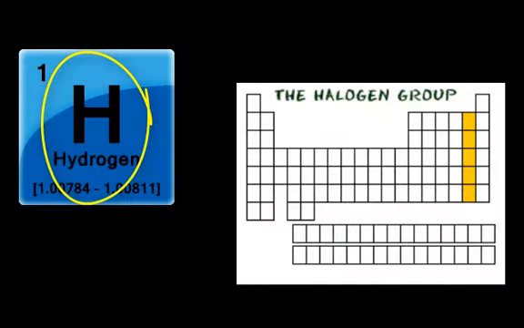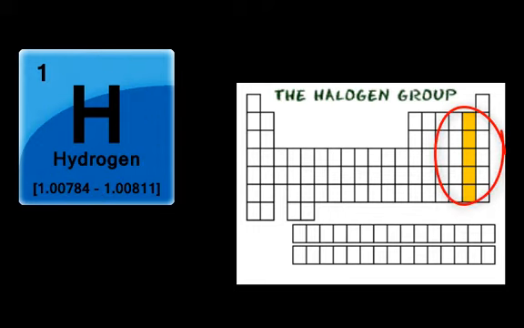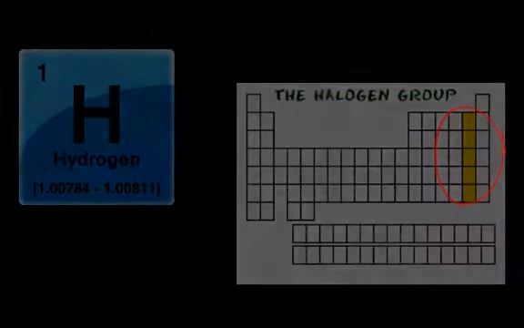Hydrogen is an atom which has only 1 electron pair. Halogens, located in the 7th group of the periodic table, are atoms that are only capable of having 1 electron pair.